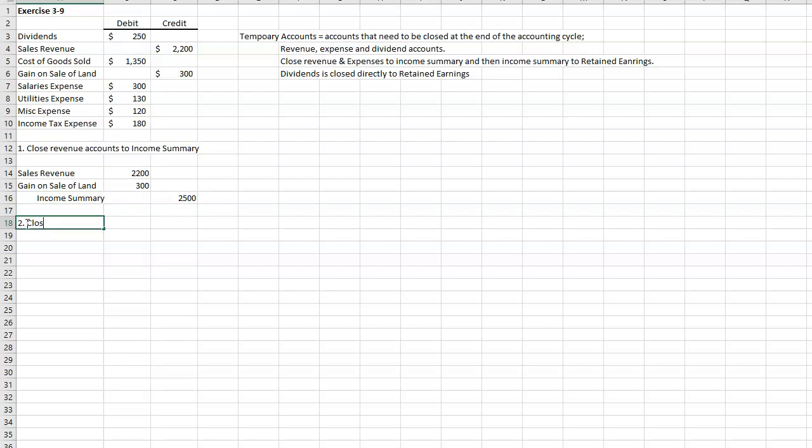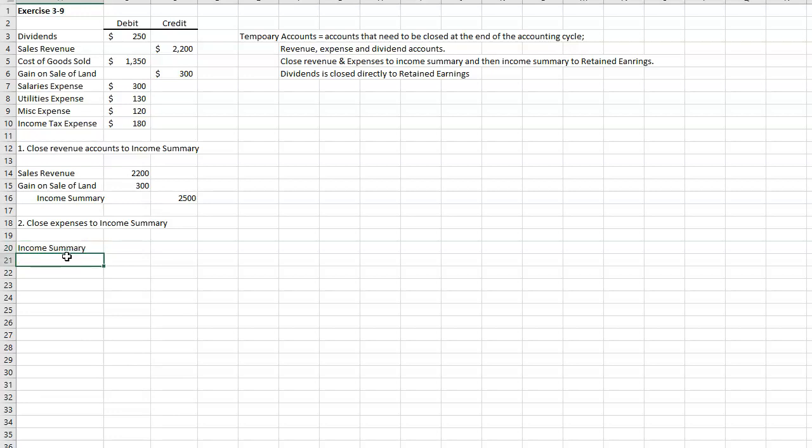All right, the second entry is to close expenses to income summary. All right, so expense accounts typically have a debit balance, all right? Dividends we're going to close separately to retained earnings, so I'm looking at cost of goods sold and then my expenses. So even though I'm saying expenses right here, I'm including cost of goods sold as an expense. It just doesn't have expense in the word or in the phrase, but it's going to go in this area. All right, so since they have debit balances, I'm going to have to credit them, and my debit's going to be the income summary.